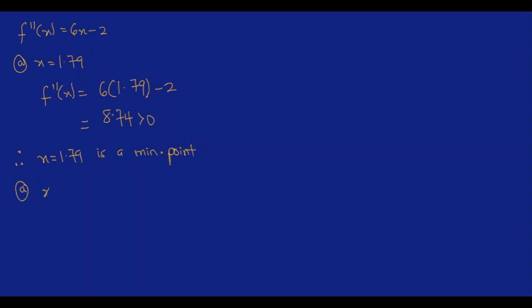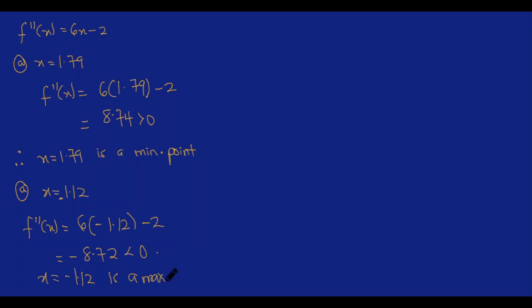So when x is equal to minus 1.12, you have that f prime prime of x is equal to 6 multiplied by minus 1.12 minus 2. So this is going to give minus 8.72, which is less than 0. And this shows that x is equal to minus 1.12 is a maximum point.